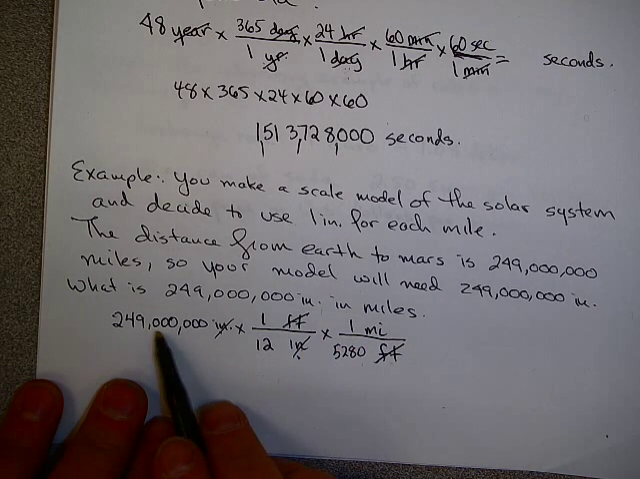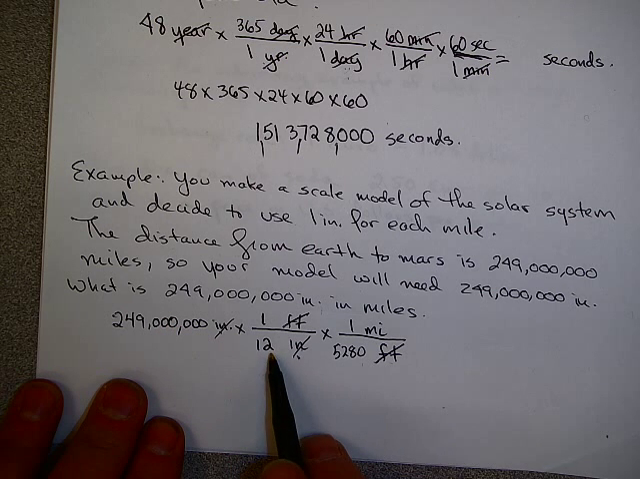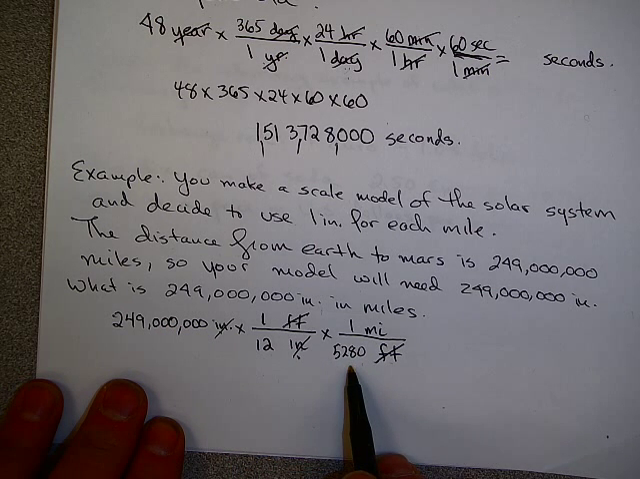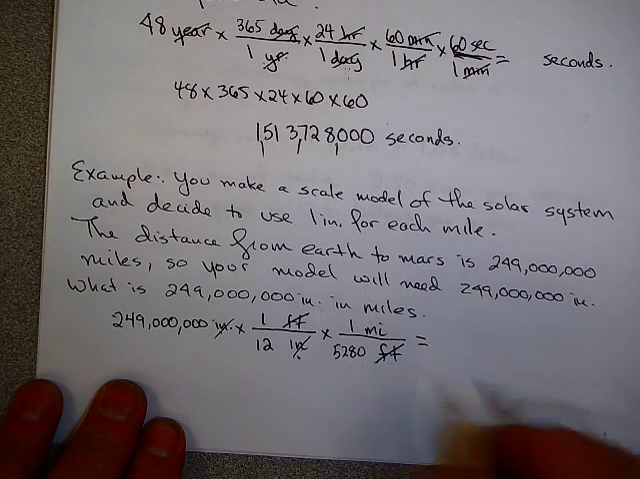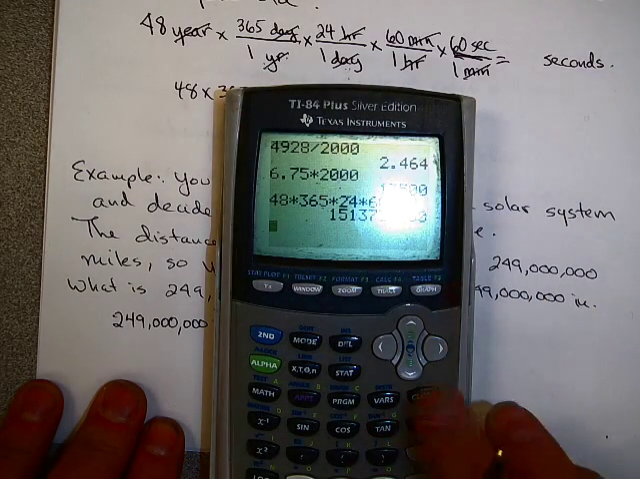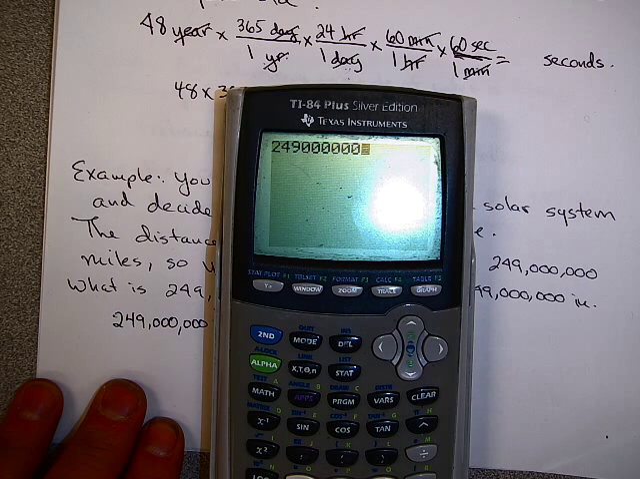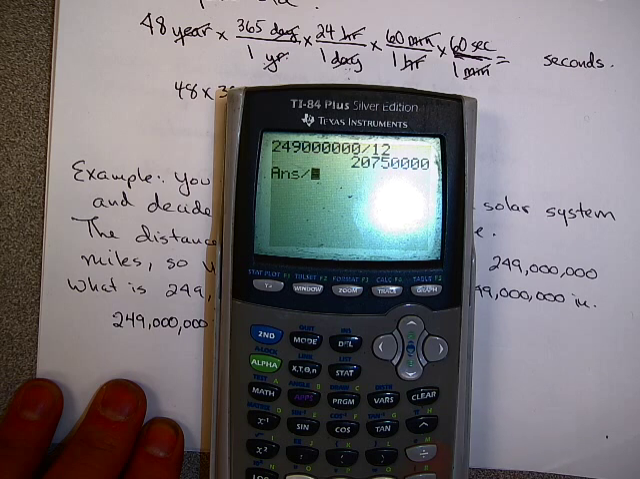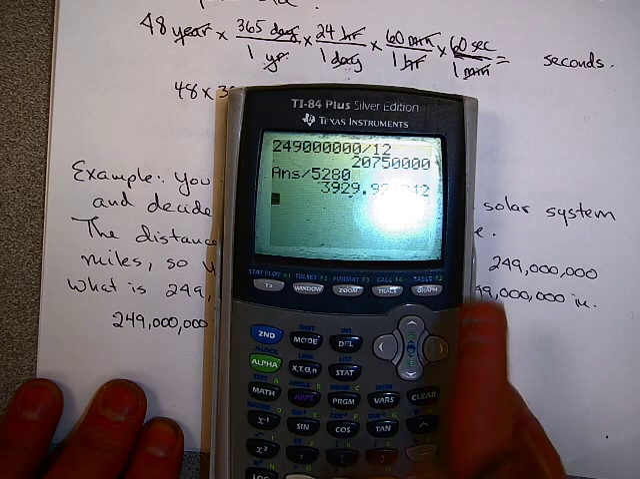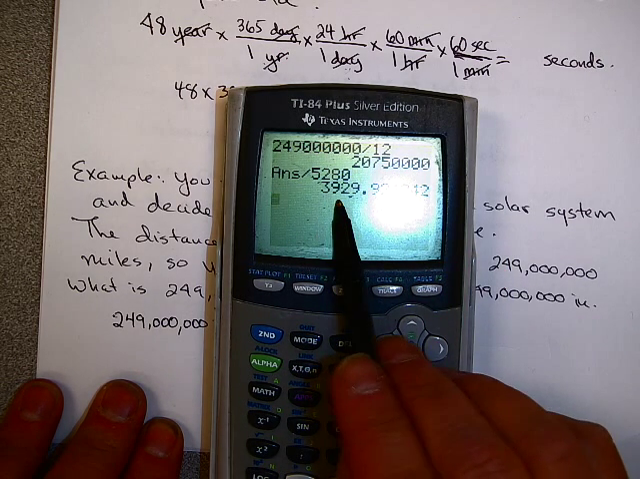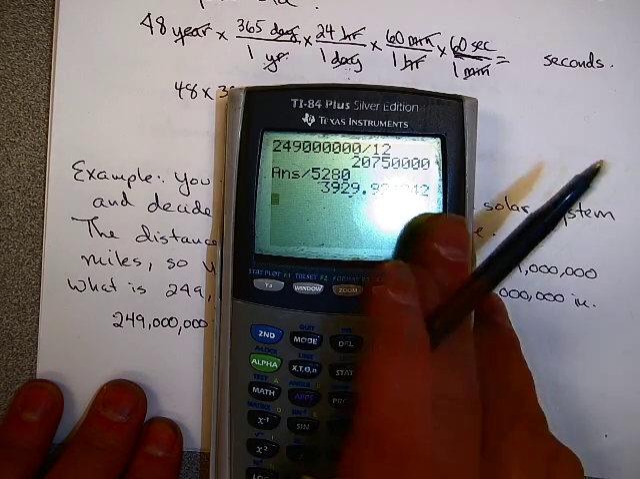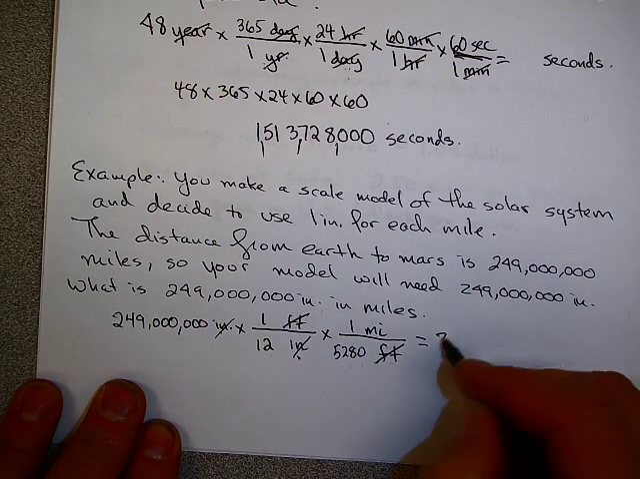So here I'm going to take that 249 million, divide it by 12, and divide that answer by 5,280. Let's do that right here. 249 million divided by 12, and then I want to divide by 5,280, and I get approximately 3,929.9 miles.